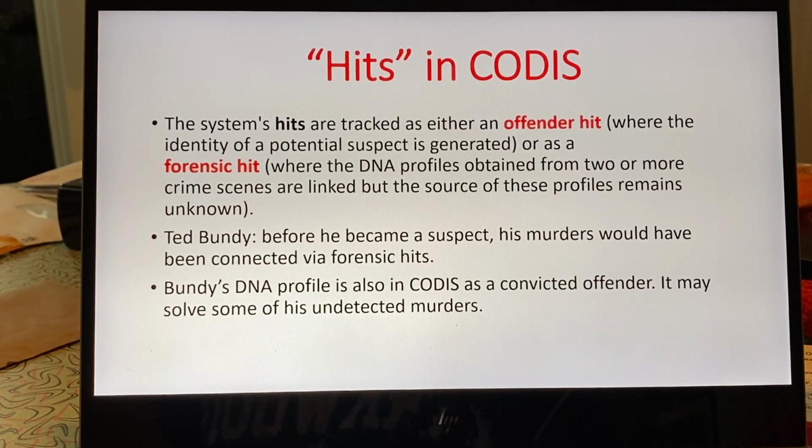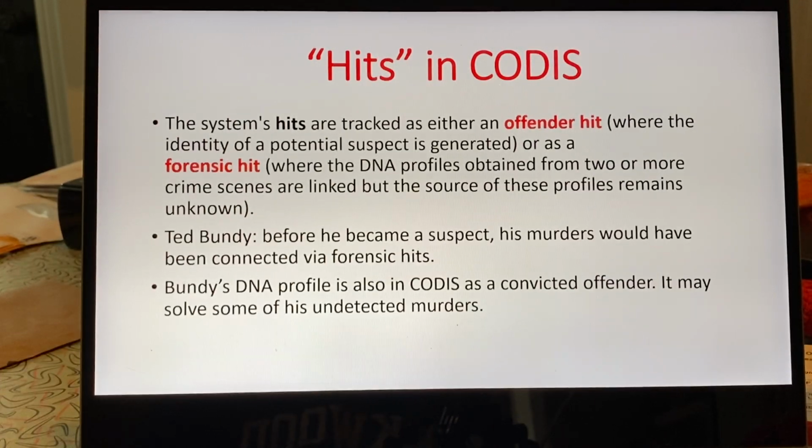So when a profile matches in CODIS, we refer to those as hits, okay? And the system's hits are tracked as either a convicted offender hit, okay? And this is where an unknown case profile hits to a convicted offender sample, and so now we know the name and identity of the potential suspect who committed that offense. Or it's a forensic hit, and this is where profiles from 2 or more crime scenes are linked, but potentially we don't know the source of these profiles.